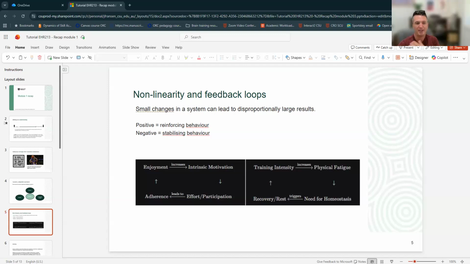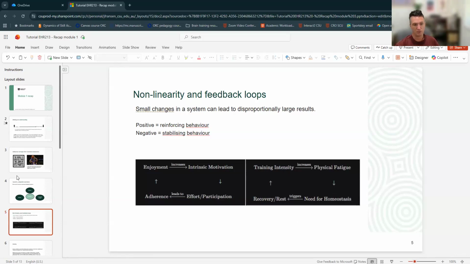There is no point spending billions on trying to change someone's behavior and changing it by a very small amount. We're trying to look for small interventions that have really large effects. So I just wrote down some different examples of feedback loops here. So this is, for example, on the right-hand side, an example of a positive feedback loop. And I think some of you identified it in the asynchronous tutorial as well.